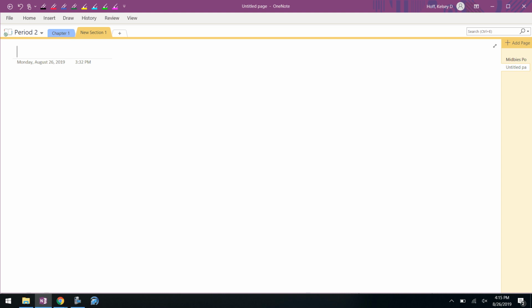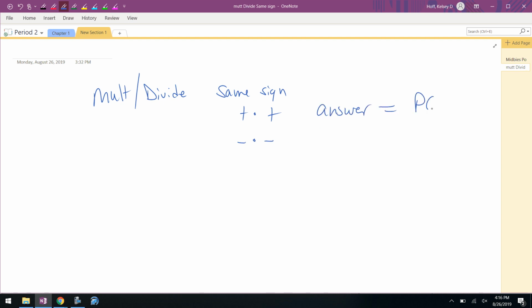All right, we're going to work on multiplying and dividing with integers. Again, positive and negative whole numbers. If you multiply or divide two numbers that have the same sign, whether they are both positive or both negative, your answer will be positive.